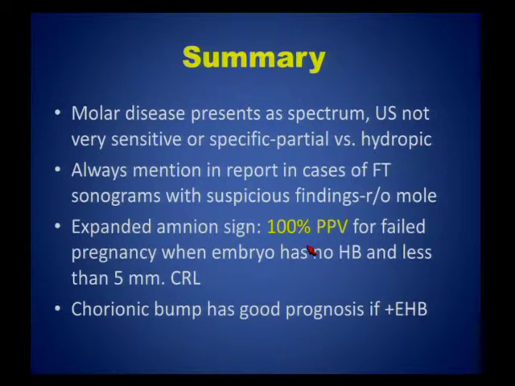Expanded amnion sign, in pretty good hands, has 100% positive predictive value for failed pregnancy when the embryo has no heartbeat and less than 5 millimeters crown rump length. And finally, the chorionic bump probably has a pretty good prognosis if there is embryonic heart activity. And I think that's it.